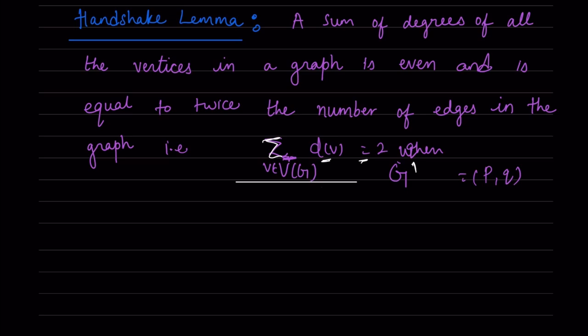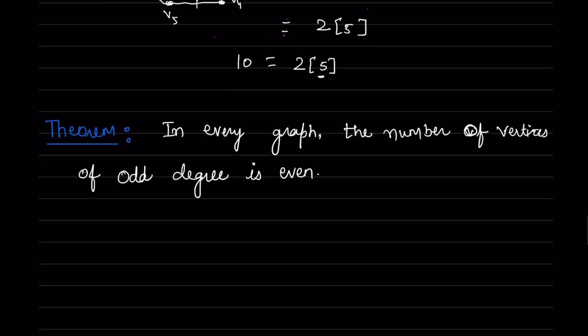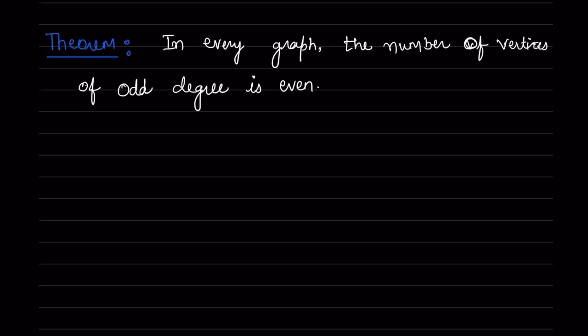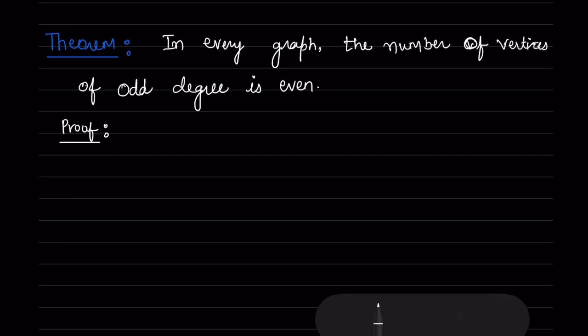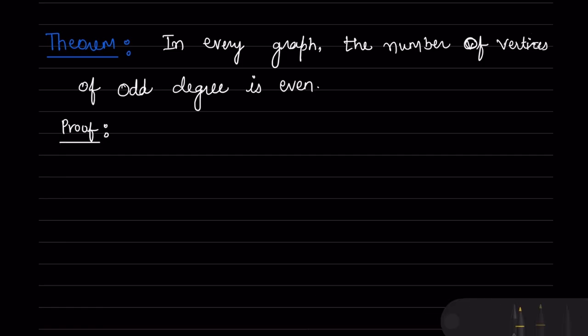Okay, so this is a theorem which is an application of the handshake lemma. The theorem says that in every graph, the number of vertices of odd degree is even. So how can we prove this theorem? To prove this theorem, we should know the handshake lemma. So basically, let us suppose that we have n vertices.